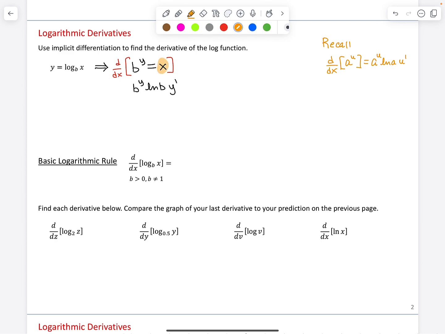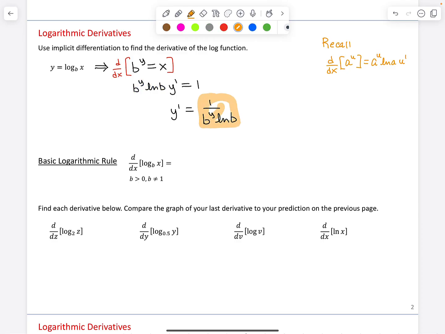And now I want to differentiate the other side of the equation. The derivative of x with respect to x is just 1. This puts me in a position now where I can solve for y prime. So I'm going to divide both sides by b to the y natural log b. So y prime is equal to 1 over b to the y natural log b.